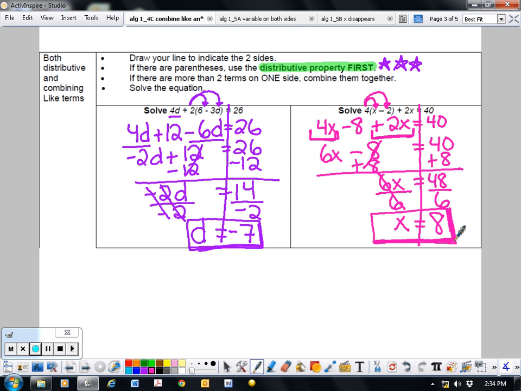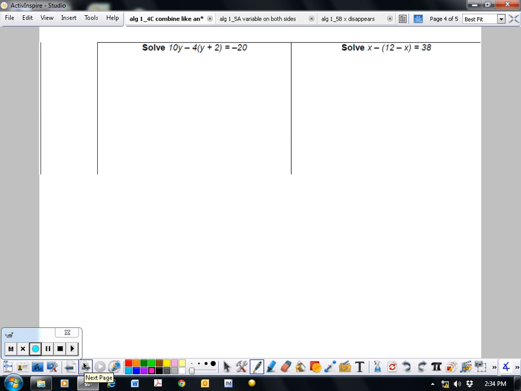Not so bad once you kind of get the hang of it. The more you practice it, the better you get, and the more it just becomes second nature to you. Okay, so let's look at some more problems. These ones are a little bit trickier, and I like to bring these to your attention so you kind of see what's going on.